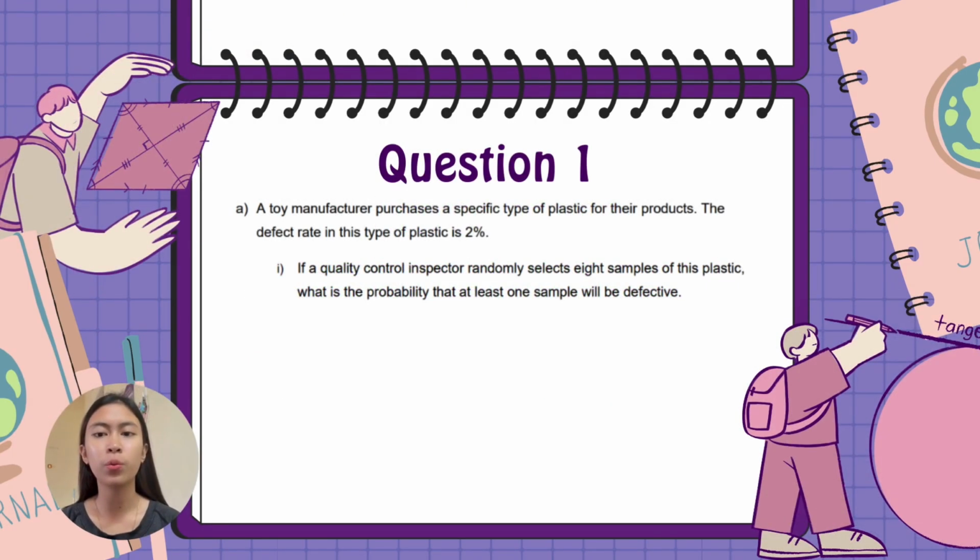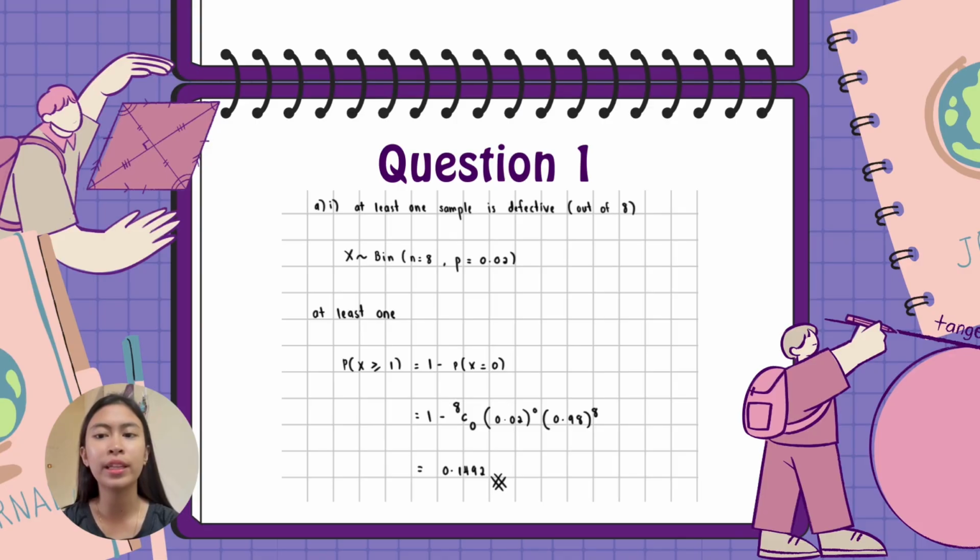So as for question 1, part A1, in the first part, we are looking at a small sample of 8 plastic items with a 2% defect rate. Since we have a fixed number of trials and 2 possible outcomes, defective or not, we use the binomial distribution. The question asks for at least 1 defective item. To find the probability of at least 1 defect, we use the complement rule: 1 minus the probability of 0 defects. This gives us a result of 0.1492.